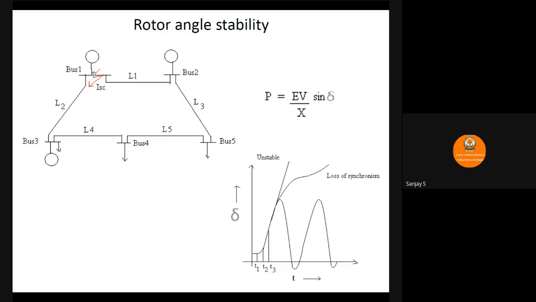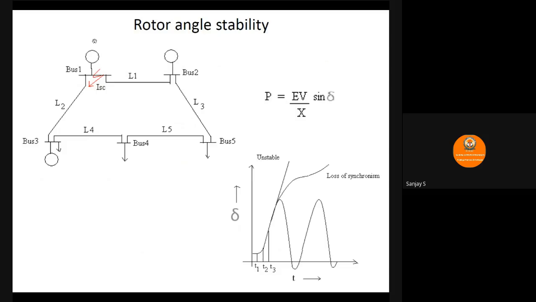Since you have a generator connected to this particular bus, output electrical power has become 0, but input mechanical power still exists. Input mechanical power is provided by the turbine, that still exists, but the output electrical power is 0 because of the short circuit. Because of the short circuit, voltage has become 0, hence power has become 0. Only input mechanical power exists right now.